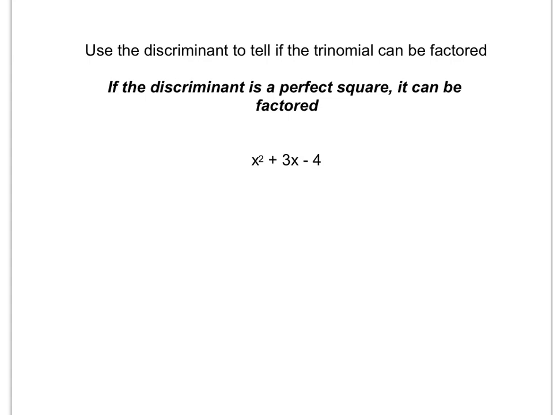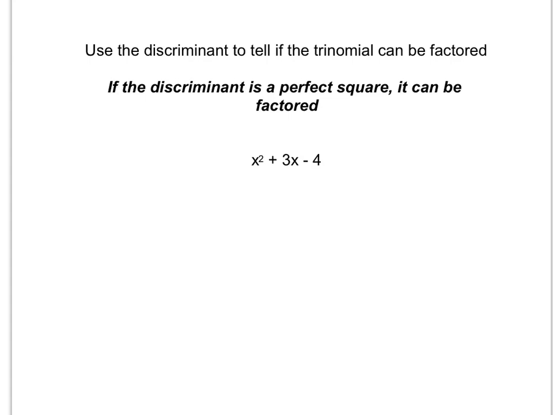Okay, this example says to use the discriminant to tell if the trinomial can be factored. Factoring is just a different method that we can use to solve a quadratic. We have learned two methods already. We can graph the quadratic, make a parabola and find the roots, or we can use the quadratic formula, the opposite of b plus or minus the square root of b squared minus 4ac all over 2a.